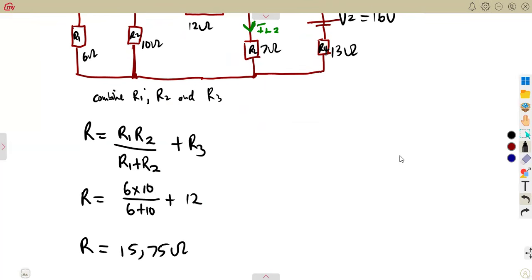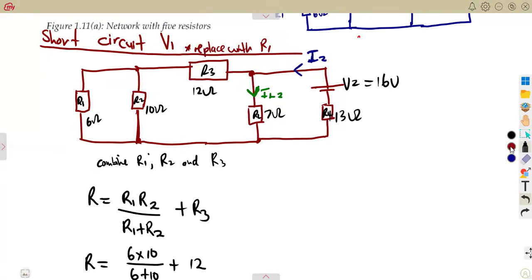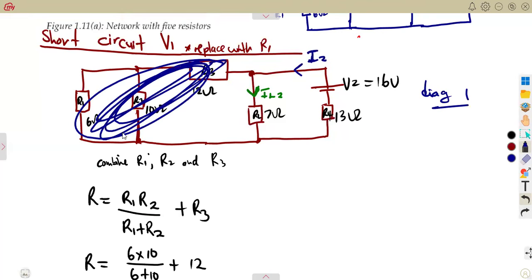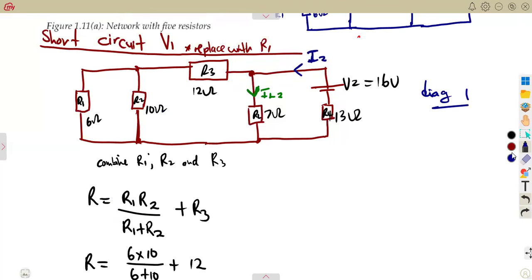With this, let's say this is our diagram 1, according to the way where we short-circuited V1, with V1 as a short circuit. Let's say this is our diagram 1. We are going to notice that these three are now a single resistor, which is this R. Okay, let's have it as a diagram and see how it's going to look. These three resistors here combined together will look like this. It's just going to be a single resistor, the combination of R1, R2, and R3. This is the one.